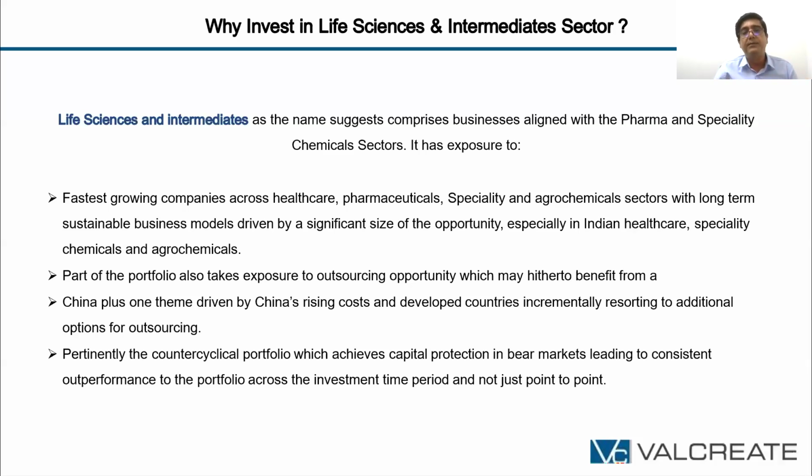These are companies which are the fastest growing companies, I would say, within the overall gamut of the industry, because typically healthcare is a segment which needs attention all the time. There is an increase in health issues all over the world. In India, especially, we are seeing a huge increase in health issues, especially lifestyle diseases. And the growth in the industry will continue to happen for the next many, many years to come. Whether the economy goes up or down, it doesn't matter. Specialty and agrochemical sectors are also allied sectors which also have a long-term sustainable business model.